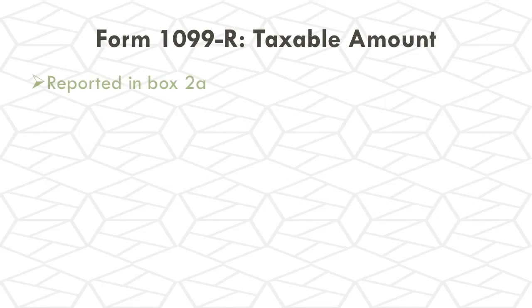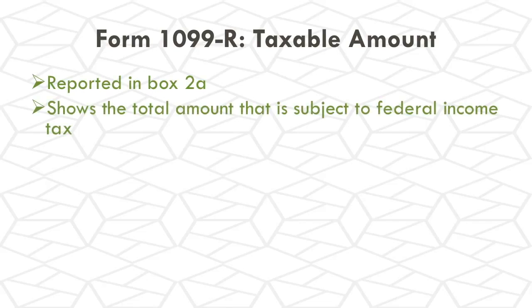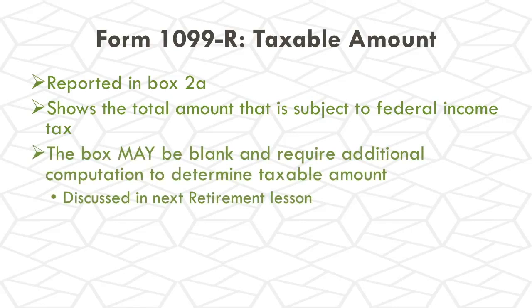The taxable amount reported in box 2A is going to show the total amount that is subject to federal income tax in the tax year. Now again, this box might be blank and will require an additional computation to determine the taxable amount. Again, we'll discuss that in the next lesson.